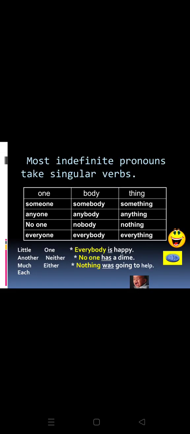Most of the indefinite pronouns take singular verbs, like one, someone, anyone, no one, everyone, somebody, anybody, nobody, everybody, something, anything, nothing, everything. Everybody is happy. No one has a dime. Nothing was going to help. So all these are going to take singular verbs.